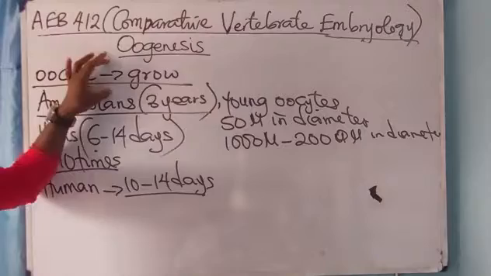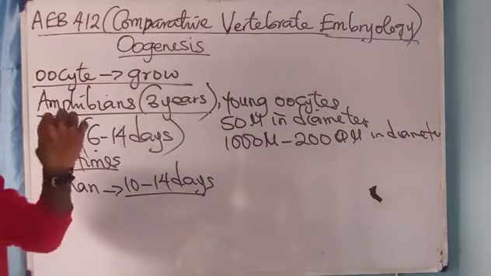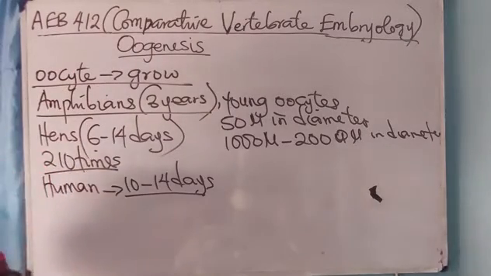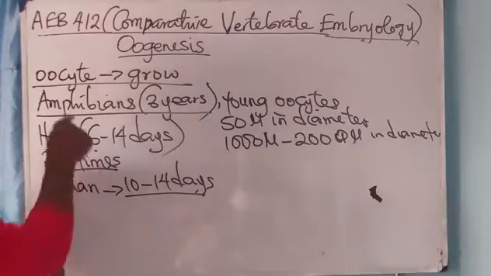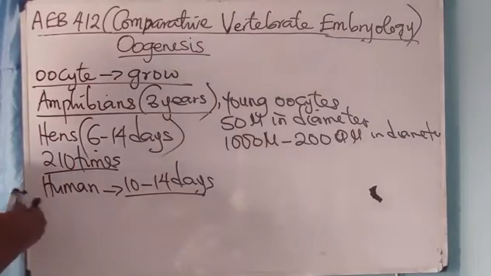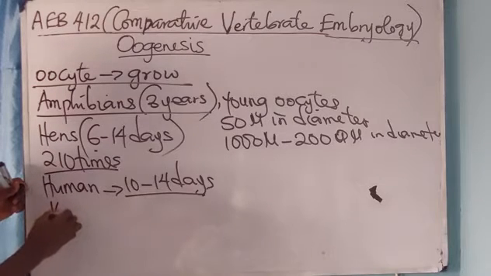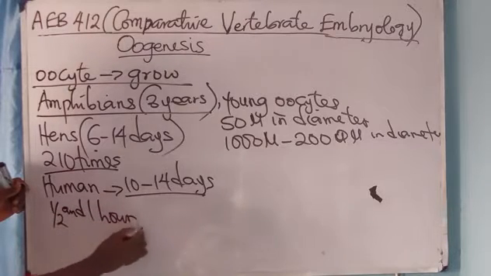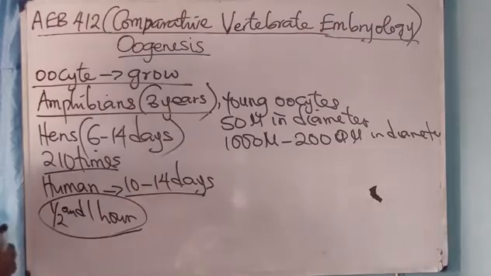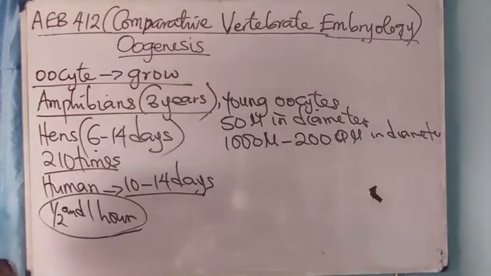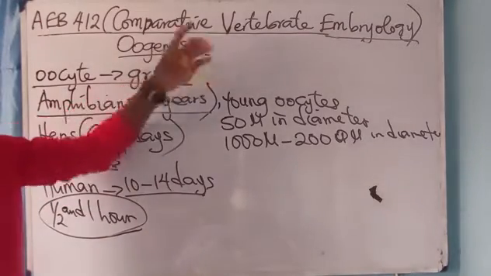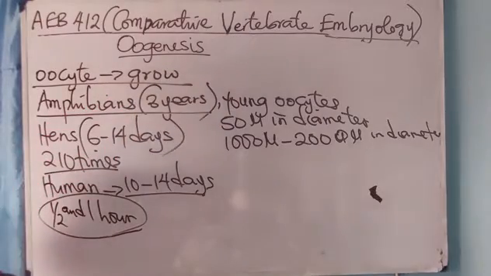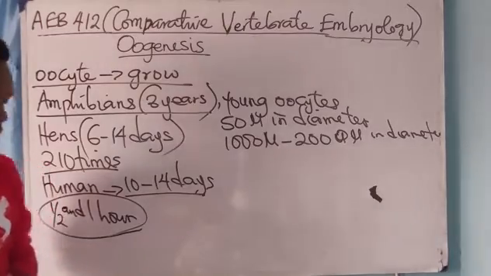The oocyte grows slower than the spermatocyte, which means that the spermatocyte grows faster than the oocyte. Spermatocytes take about 1.5 hours to get to maturity. Take note of that.